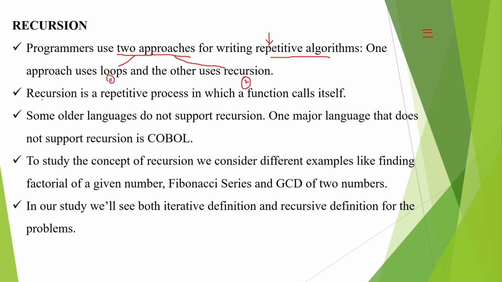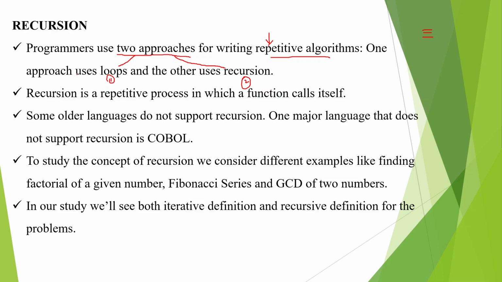What is recursion? Recursion is a repetitive process in which a function calls itself. So while you are writing the definition of a function, inside the definition itself, you mention the same function call. Then that process will become the repetition. That process will become the recursion. Hope you understood.